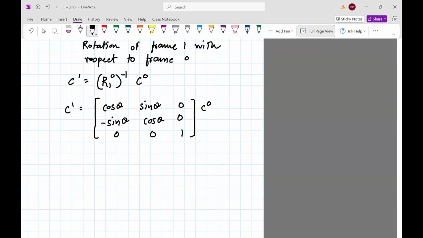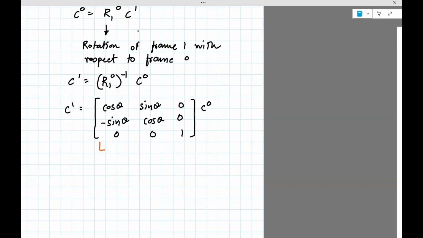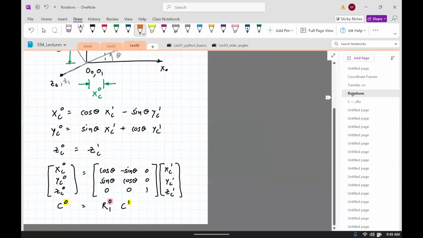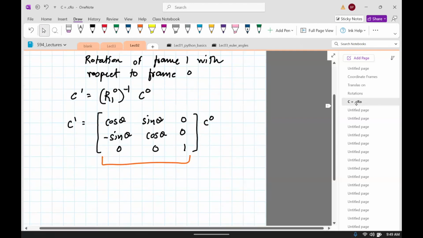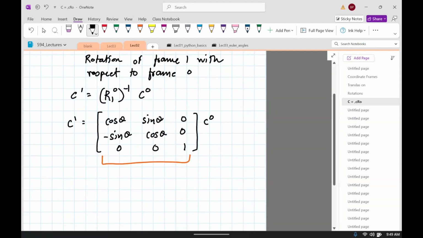So if you see this form, all you see is that the negative has been moved from over here, row 1, column 2, to row 2, column 1. So what I've written down is actually the transpose of what was written here. So this is C1 equals R10 transpose C0.